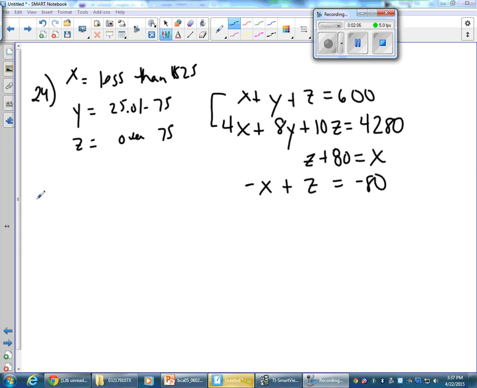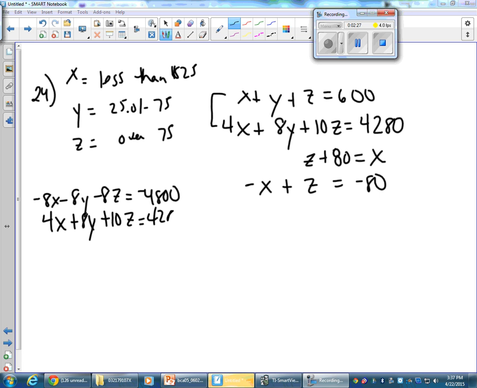So using the first two equations, if I want to eliminate a y, I'm going to multiply the top line by a negative 8. Negative 8x minus 8y minus 8z equals 600 times negative 8 would be negative 4,800. And the bottom line is going to stay the same. I'll add these two lines together. Negative 8x and 4x make negative 4x. The y's cancel. I get 2z. And when I add negative 4,800 and 4,280, I get negative 520, sorry.